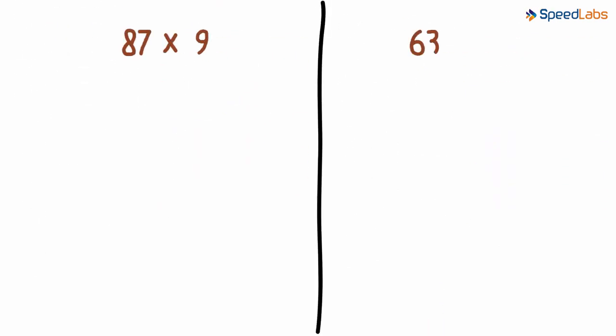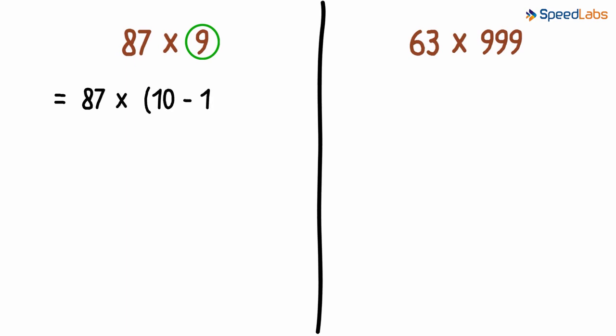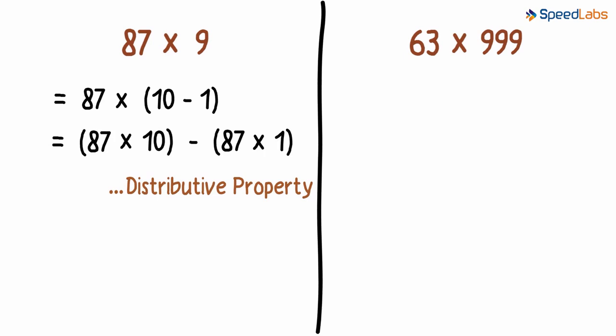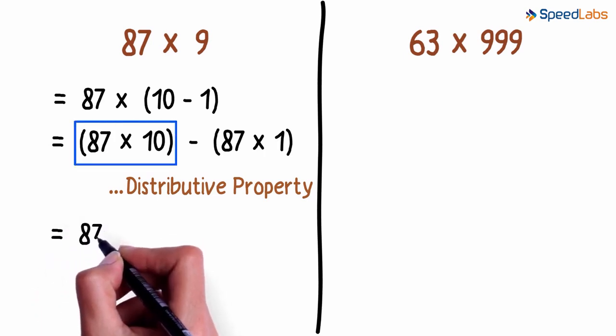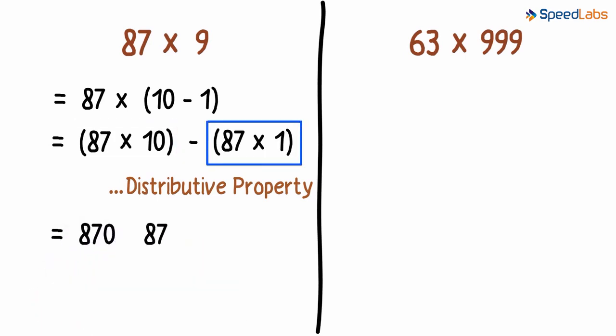Here are two more examples. The first example is comparatively easier than the ones we have seen until now. There is not really a need to further simplify this. However, due to the presence of number 9, which is close to 10, we will simplify it anyway. I can write 9 as 10 minus 1. Use distributive property then to get this expression. 87 times 10 is 870 and this is 87, yes. We subtract them to get 783 as our answer.